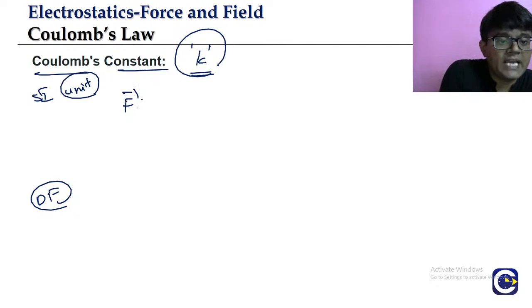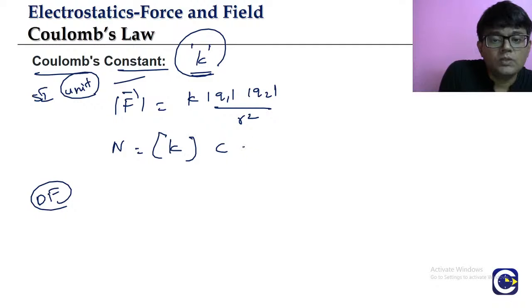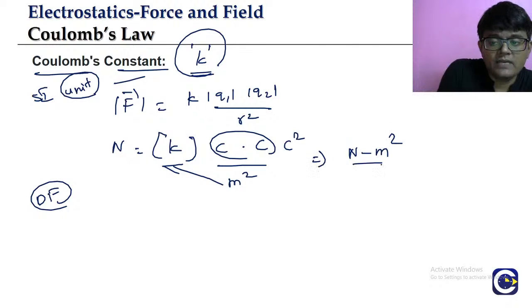So what is the formula we have? Coulomb's law: the force magnitude is equal to K into mod q1 into mod q2 by r square. On the left hand side, force is Newton, equal to K into, in brackets, q which is charge, Coulomb, divided by r which is distance, meter. Taking r square to the left side, meter square will go to the numerator. Coulomb into Coulomb is Coulomb square. So we get Newton meter square divided by Coulomb square. This is the SI unit of Coulomb's constant.